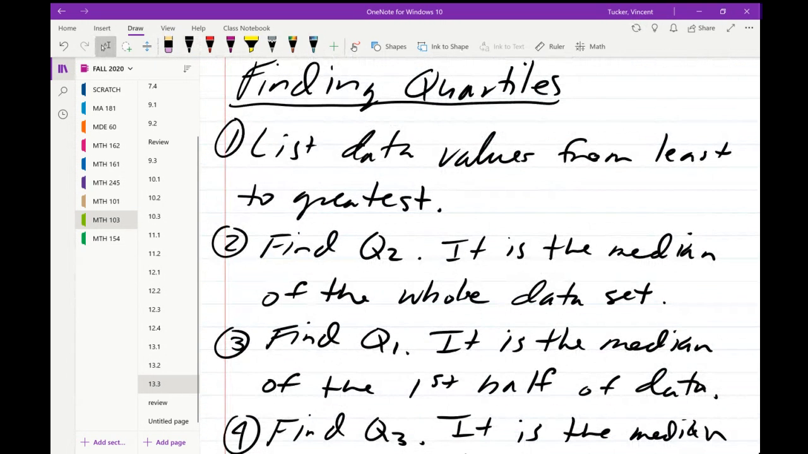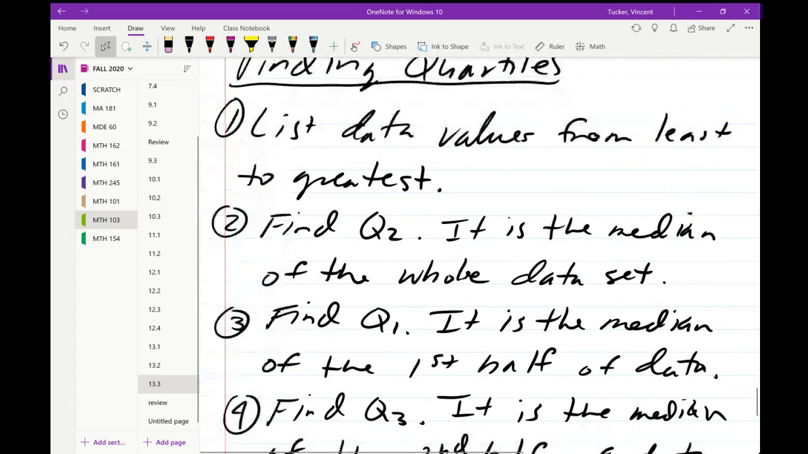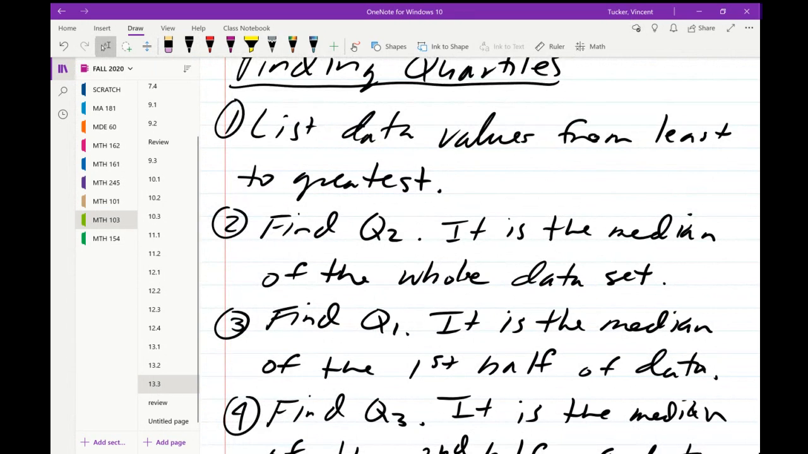All right, so finding your quartiles. First thing you want to do, which is a step that a lot of people miss, is to list your data values from least to greatest. So you always have to list your data values from least to greatest. And then you're going to find Q2. It's the median of the whole data set.